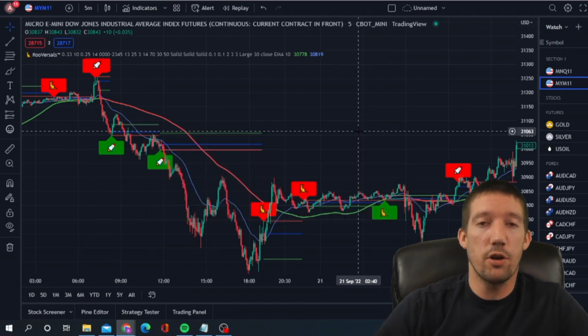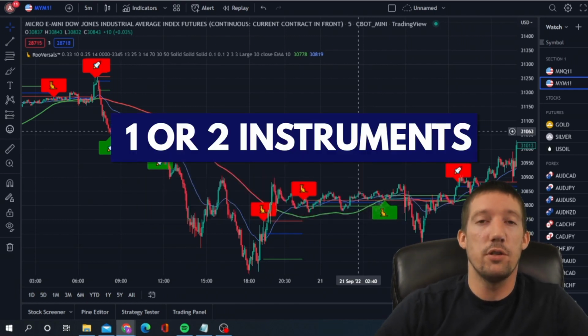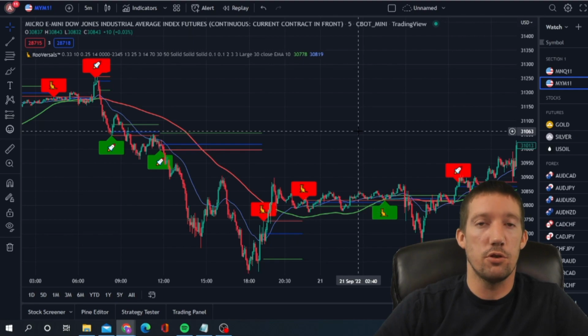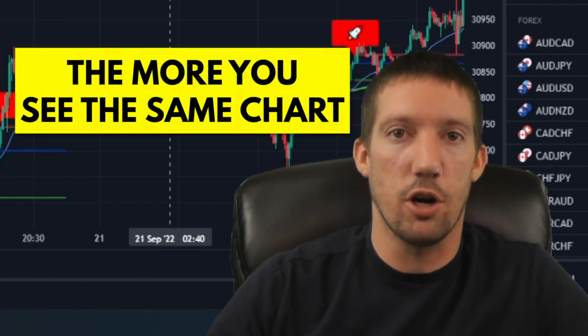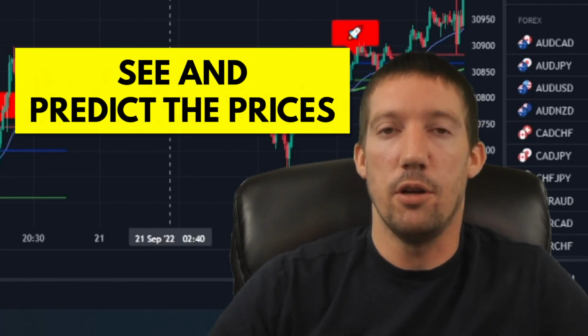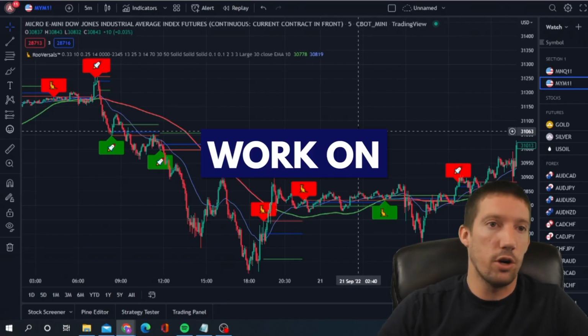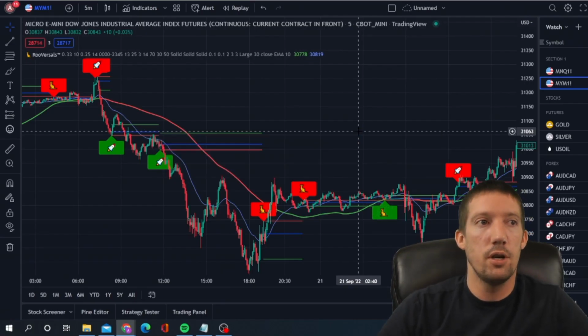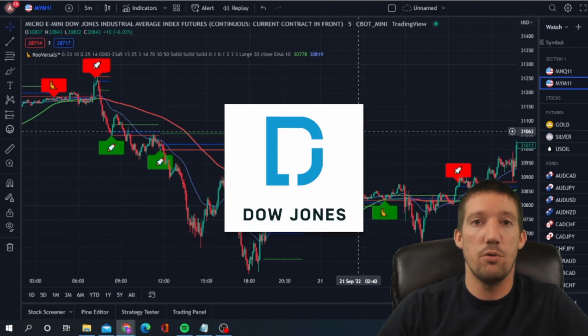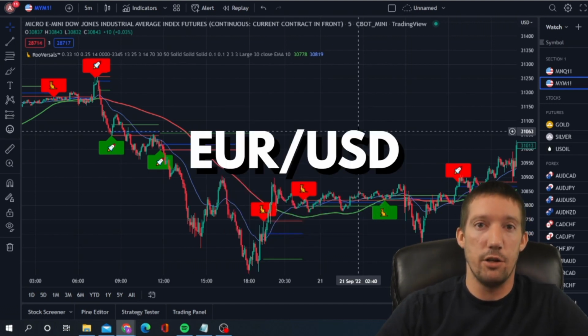So if you're new, you're going to want to pick one, maybe two different instruments to trade so that you can get used to trading those. And the more you see the same chart, the more you're going to be able to see and predict whether or not the price is going to go up or going to go down. But this does work on any instrument that you choose. I prefer to trade NASDAQ and Dow Jones, and then also USD JPY and Euro USD.